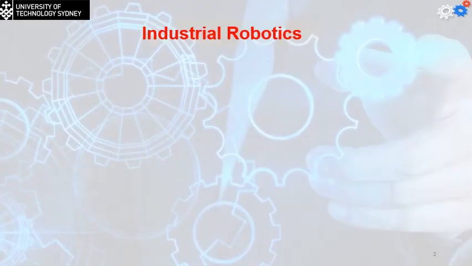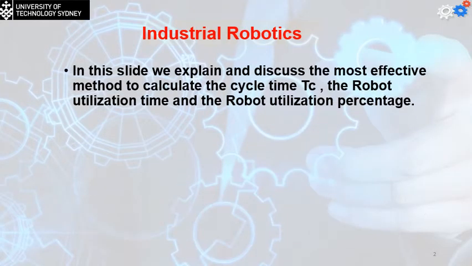So first we are going to start with the industrial robotic, and in this slide we are going to explain and discuss the most effective method to calculate the cycle time TC, the robot utilization time and the robot utilization percentage. So this was question number 2 in assignment number 6.